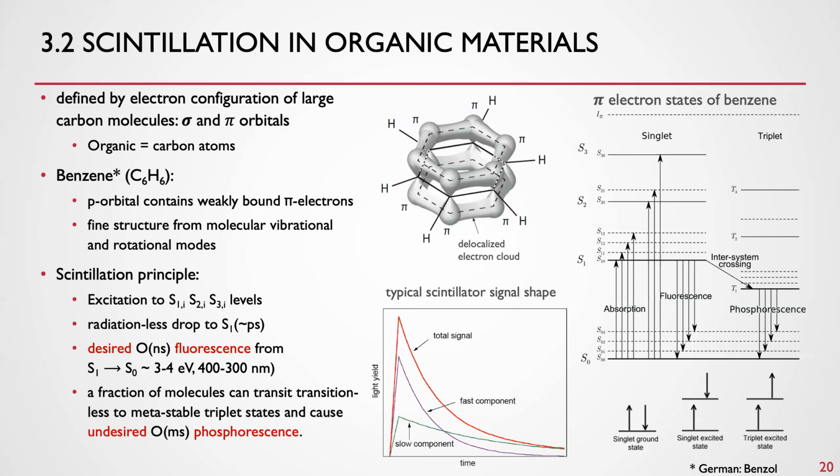And that's why the organic materials often have undesired phosphorescence. This can be milliseconds, for example. So in a collider experiment, it could very well be that you see a dark count from a collision that happened many bunch crossings before. So the phosphorescence component has to be kept in check. The typical scintillator signal shape follows from these considerations. One has a total signal that's composed of a fast component, the fluorescent light, followed by a slow component. That's the basic principle of the scintillation in organic materials.